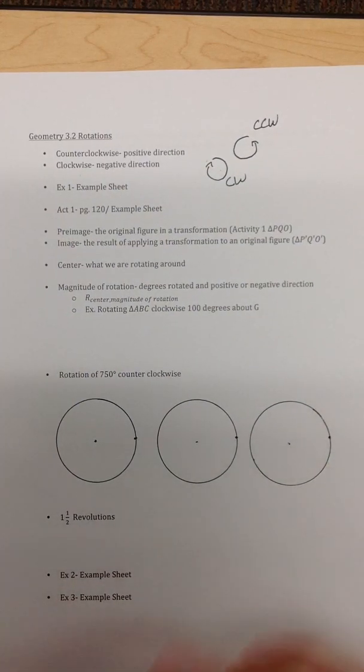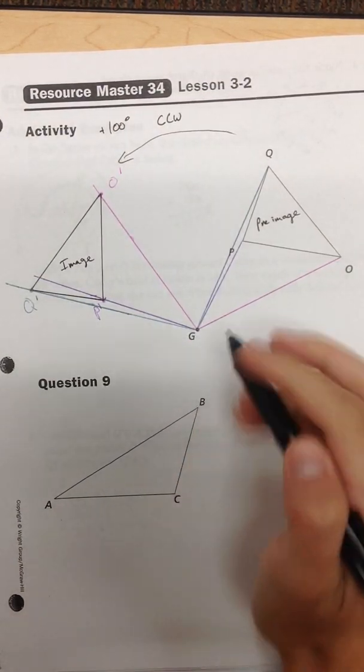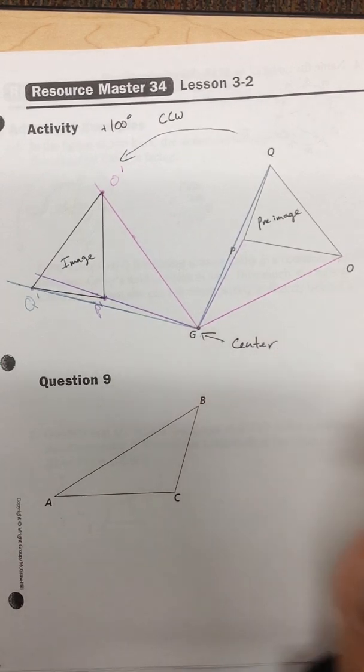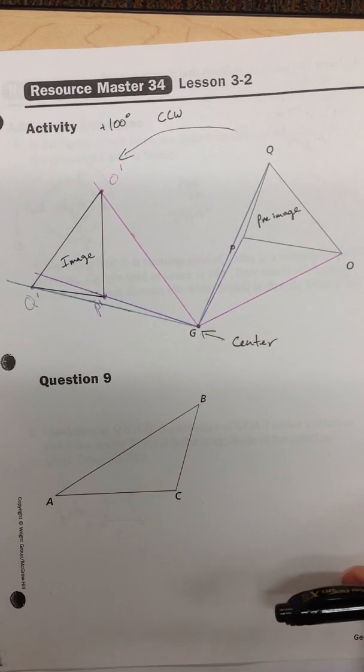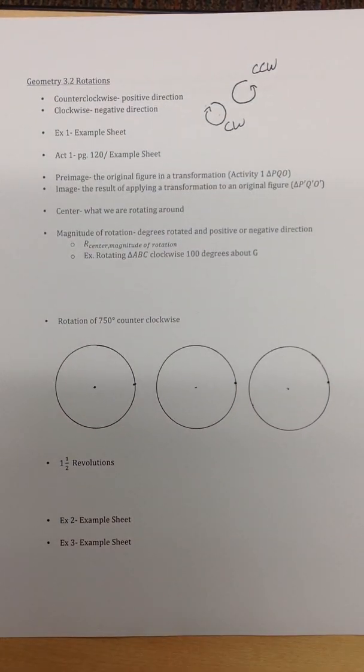Okay, next thing, center is what we're rotating around. So back to this picture here, the point that we were going about, G, that point was our center or our center of rotation. Okay. Next thing, magnitude of rotation. So that's the degrees rotated and then the positive or negative direction. Okay, so magnitude, how far we're turning it, and then if it's clockwise, it's negative, and if it's counterclockwise, it is positive.